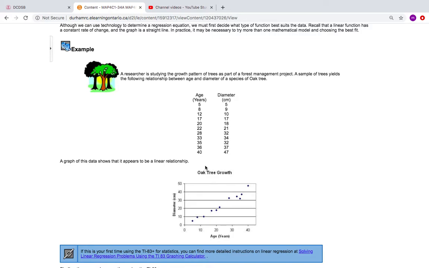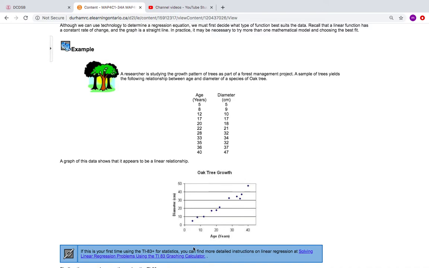This example says that a researcher is studying the growth pattern of trees as part of a forest management project. A sample of trees yields the following relationships between age and diameter of a species of oak trees. So we have our data here, age in years and the diameter in centimeters, how they're growing. This is their average.